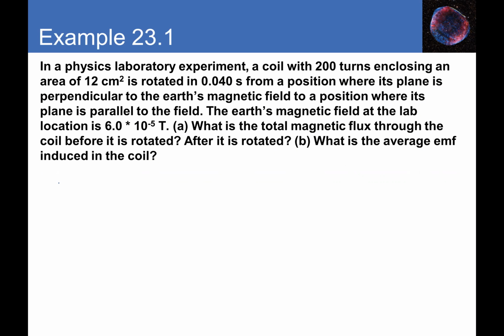So in a physics laboratory experiment, a coil with 200 turns enclosing an area of 12 centimeters square is rotated in 0.04 seconds from a position where its plane is perpendicular to the Earth's magnetic field to a position where its plane is parallel to the magnetic field. The Earth's magnetic field at the lab location is 6 times 10 to the negative 5 Tesla.